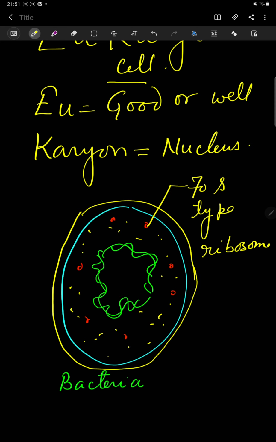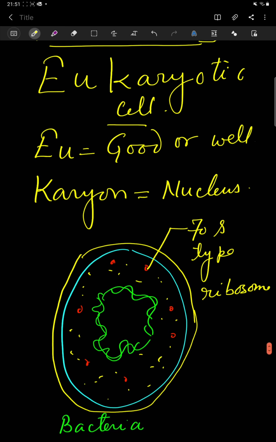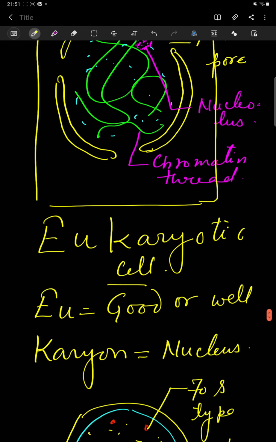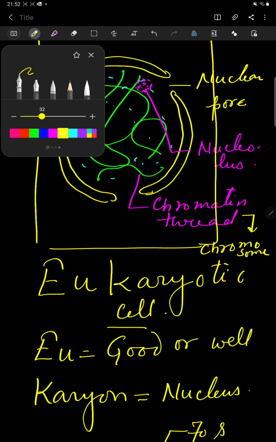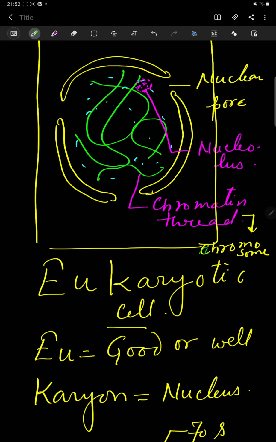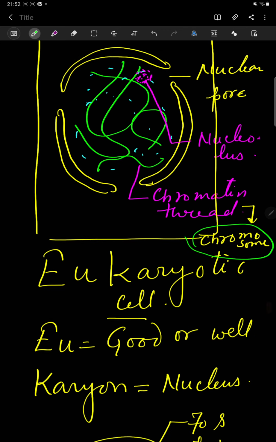I hope that now the concept is clear, what is the meaning of the chromatin network. Now, what is the meaning of the chromatin thread? That means this chromatin thread which is there in the eukaryotic cell is later on responsible for making chromosome, C-H-R-O-M-O-S-O-M-E. Chromosome: chroma means color, soma means body. So, this is chromosome. Chromosome is actually made up of the chromatin thread.